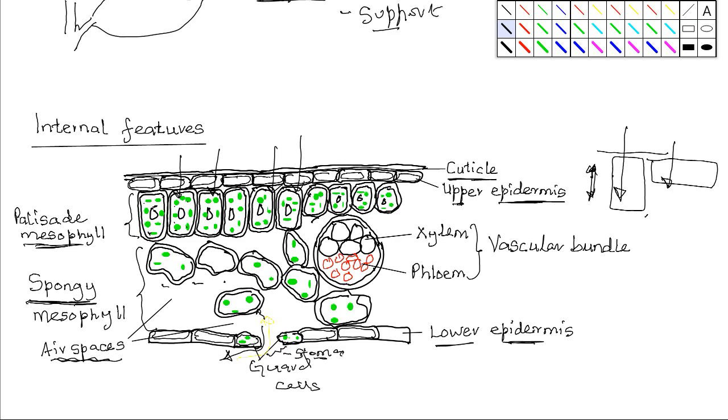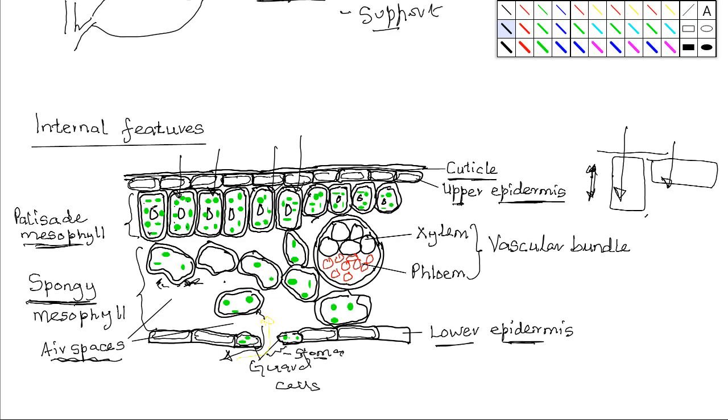These large spaces also expose a large surface area for gaseous exchange. So generally, the air spaces increase the surface area for gaseous exchange within the leaf. Now, the spongy mesophyll cells also have chloroplasts, but they're not as numerous as in the palisade cells.